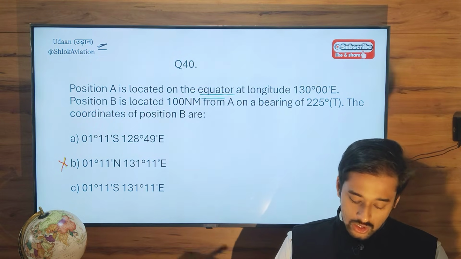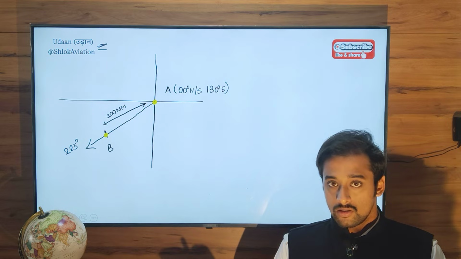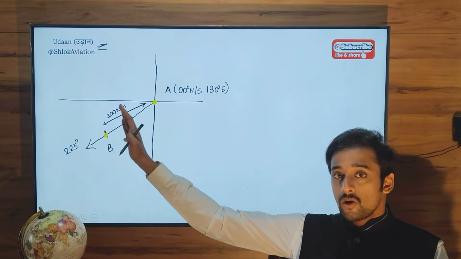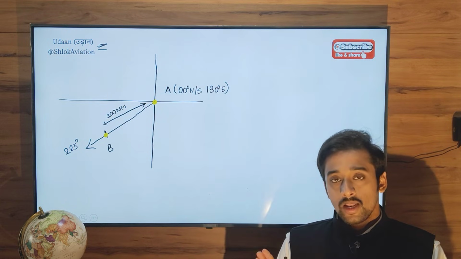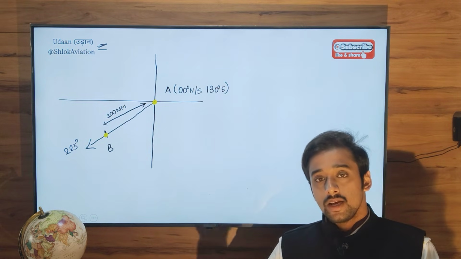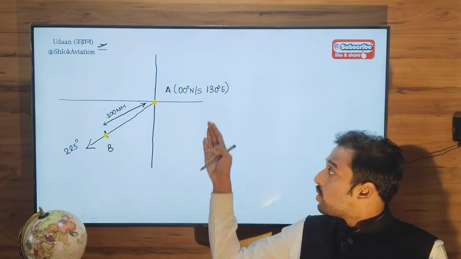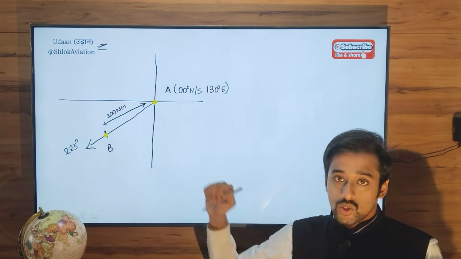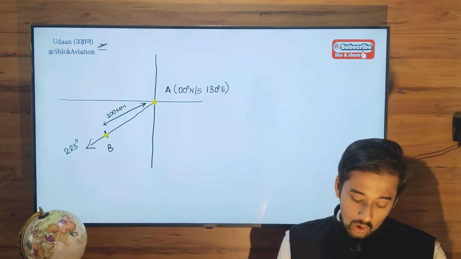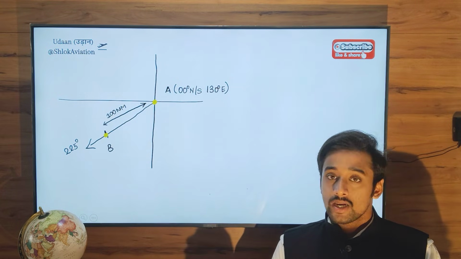Now let's look at the longitudes. Now you are at 130 degrees eastern longitude. When you travel in the direction of west and you are in the eastern hemisphere, the values of longitudes decrease. 130 will become 129, 128, 127, and so on. So now your final longitude of B will be any longitude less than the value of 130 degrees.